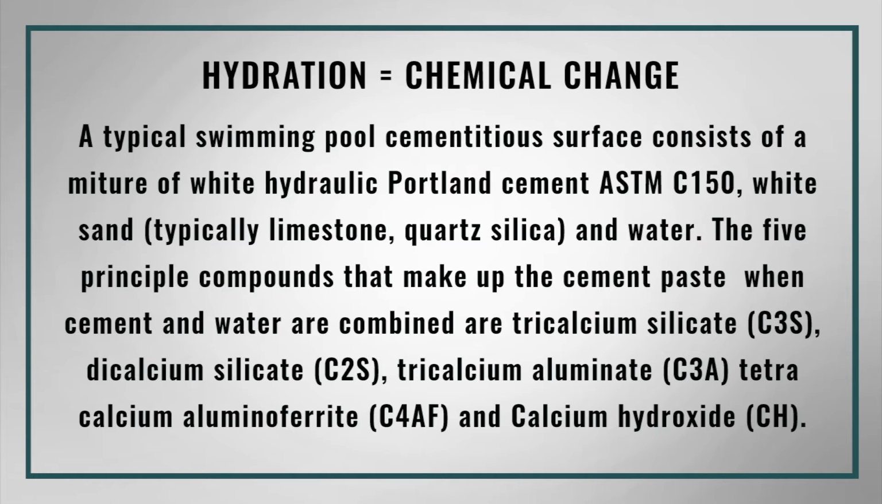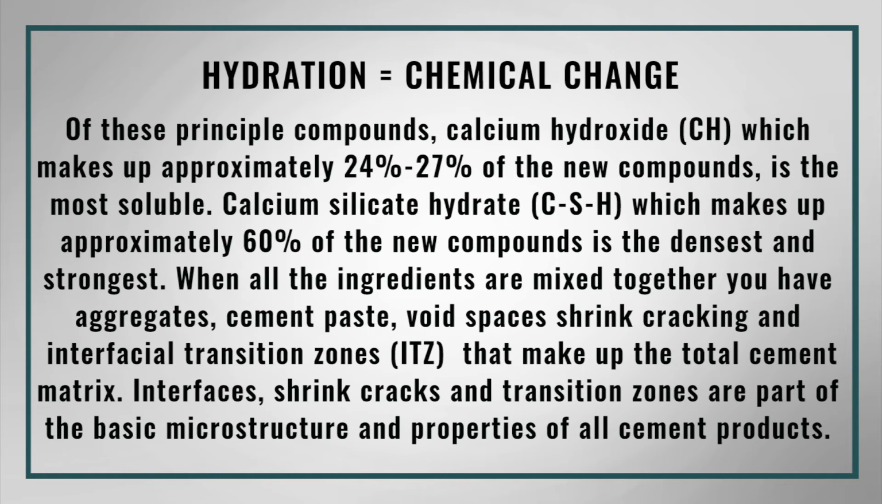Very important. These are the 5 major components that make up all cement paste. I don't care if it's pool plaster, concrete, tile grout, precast coping. This is basically the DNA of all cements: tricalcium silicate, dicalcium silicate, tricalcium aluminate, tetracalcium aluminoferrite, and calcium hydroxide. The first major compounds are all silicate materials, and the last one's a hydroxide, which is very, very important in understanding exactly what's going on. This is the big player. Of these principal compounds, calcium hydroxide, which makes up approximately 24 to 27% of the new compounds, is the most soluble.